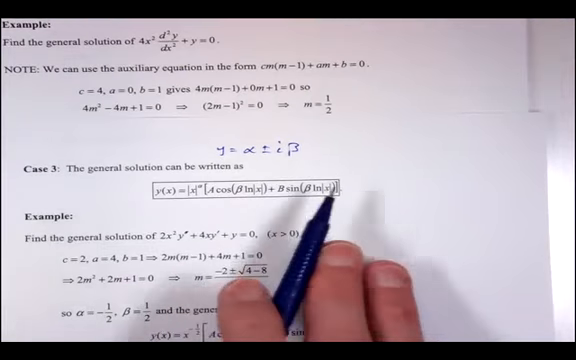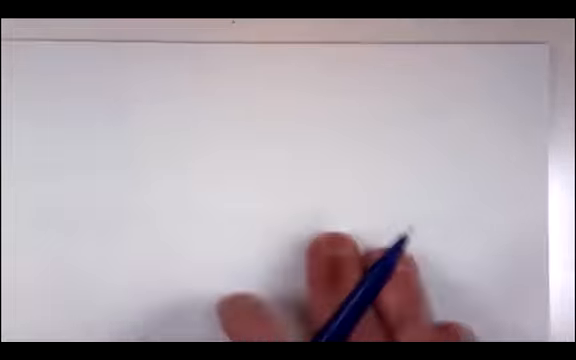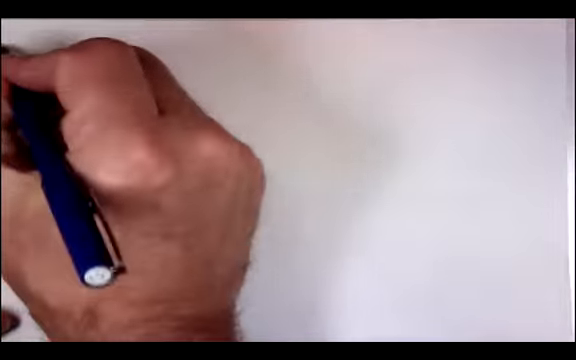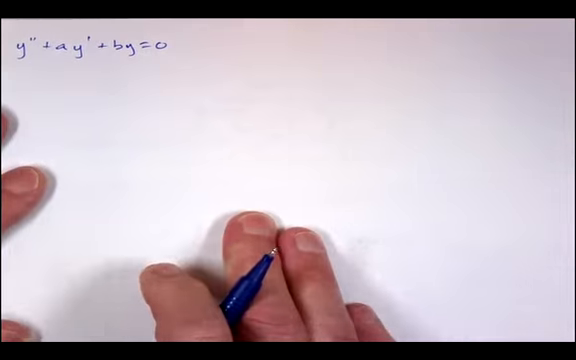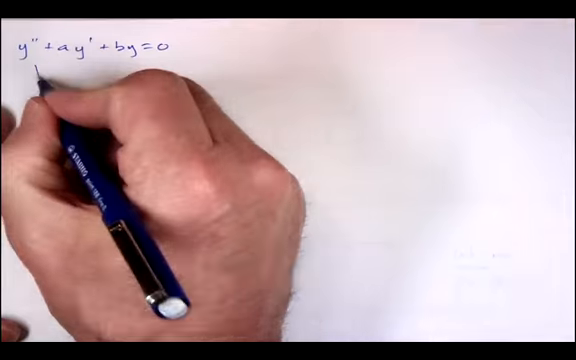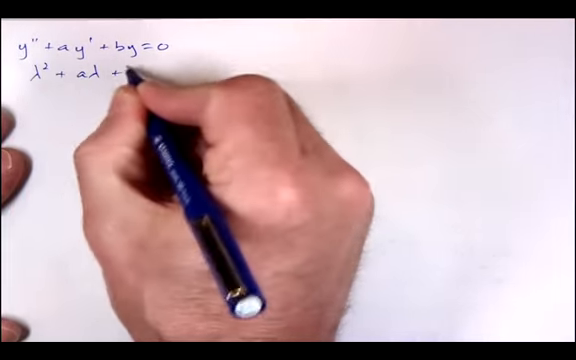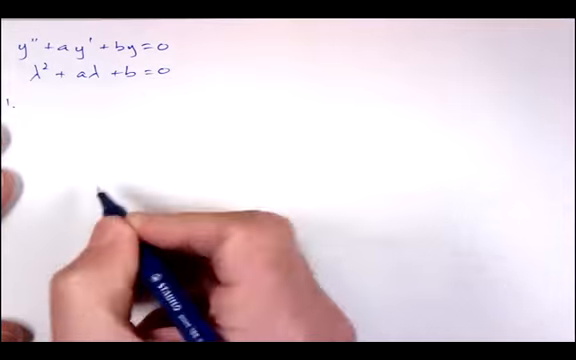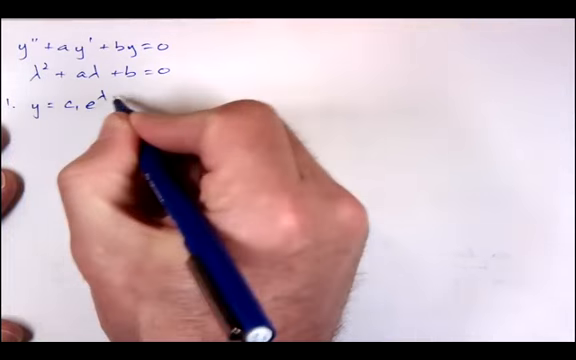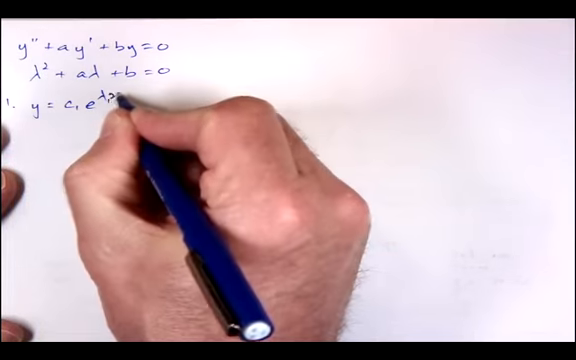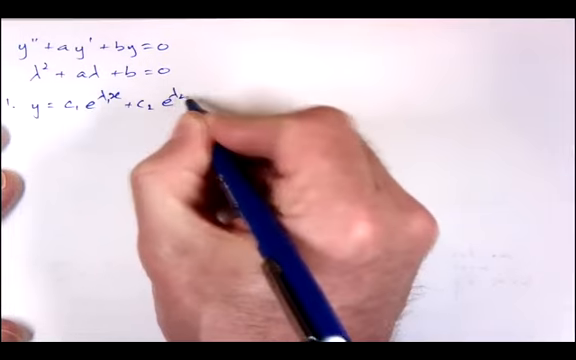Okay? Now, all of that probably sounds and looks fairly complicated when you first see it. But why I wanted to show you those three just quickly is to show you this. If we start with y double dashed plus a y dashed plus b y equals 0, that's the constant coefficient case. And we would write down lambda squared plus a lambda plus b equals 0. And in the first case, if we get two different values of lambda, the solution is constant e to the lambda 1 x plus another constant e to the lambda 2 x.